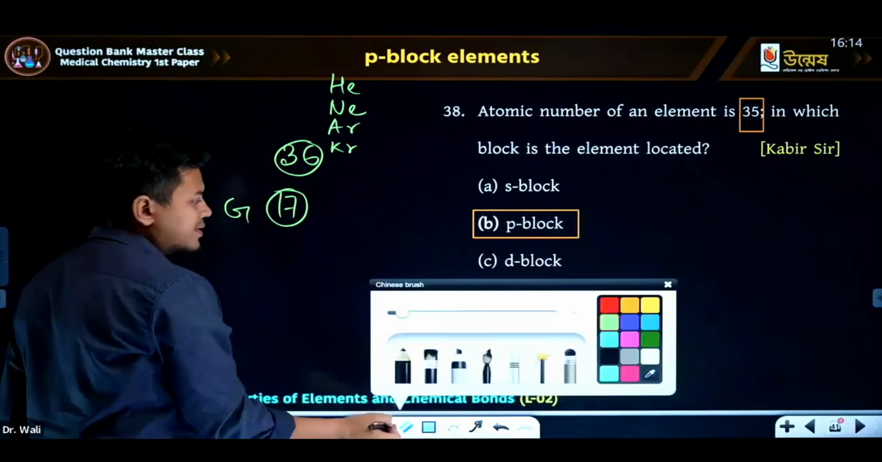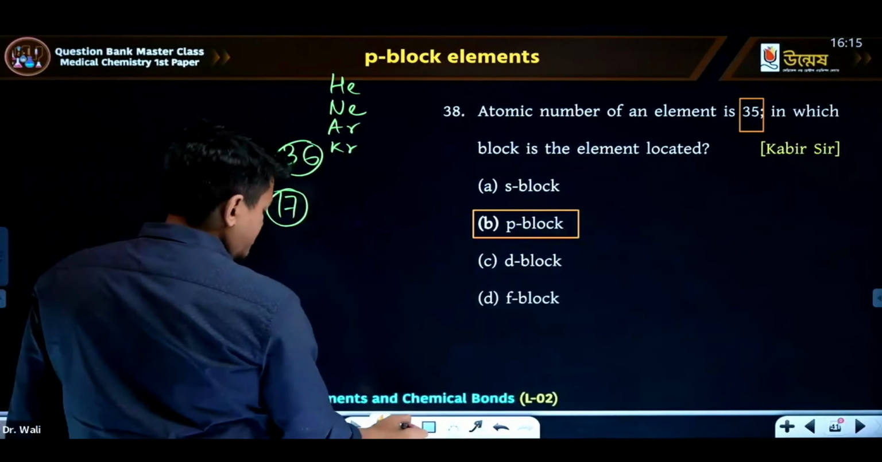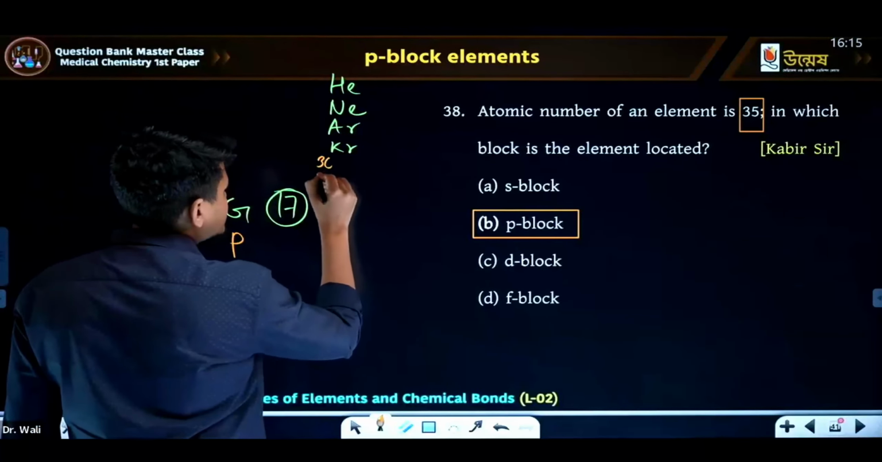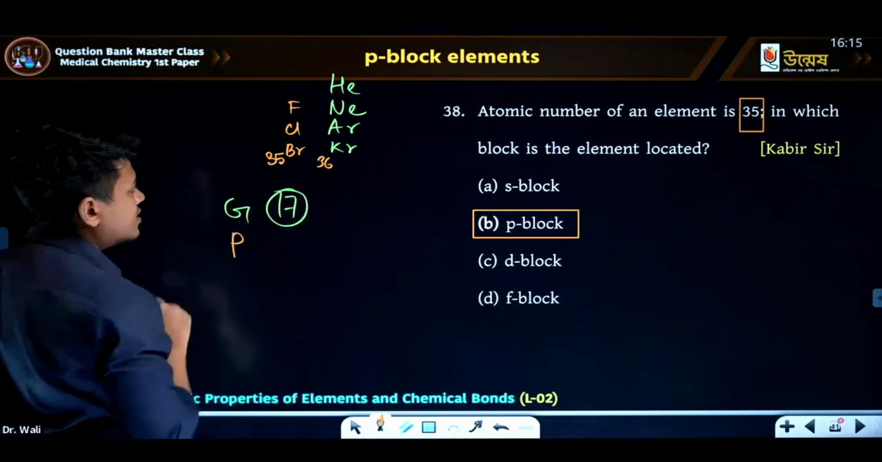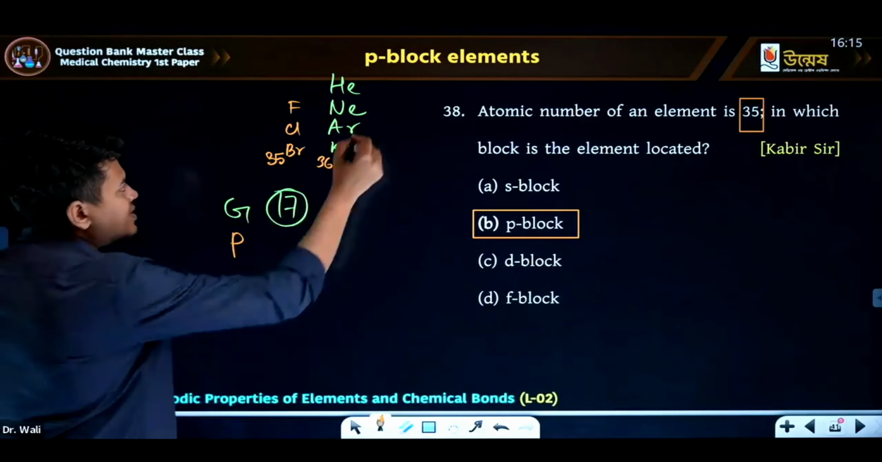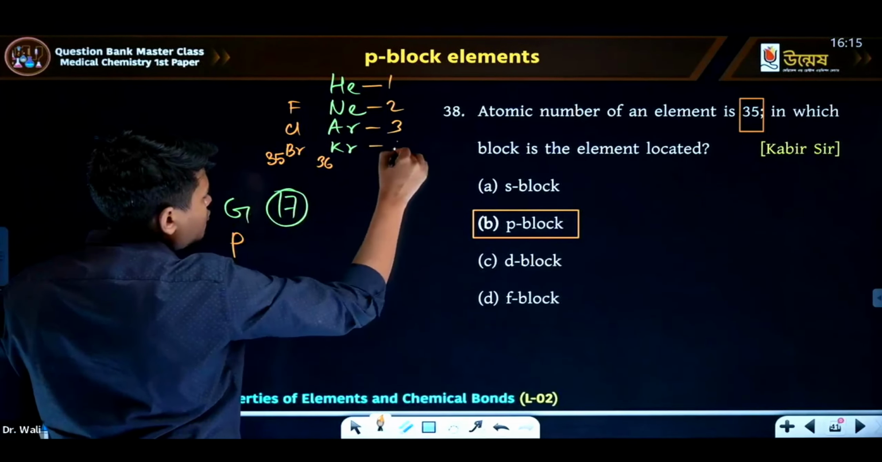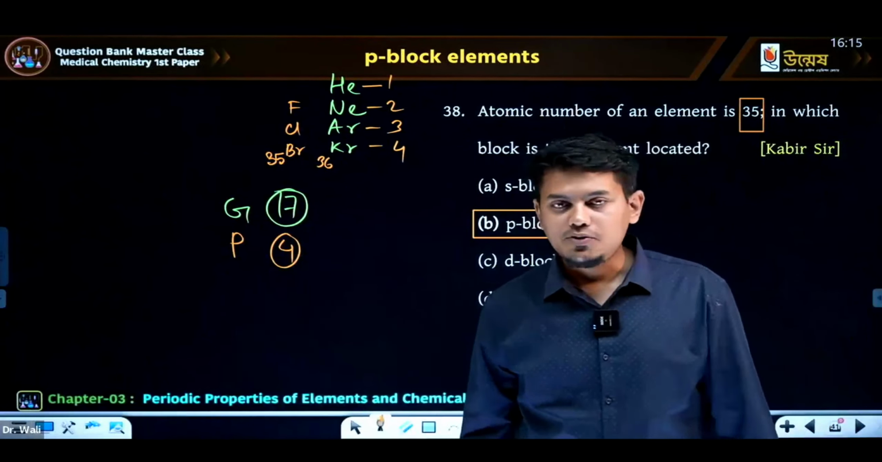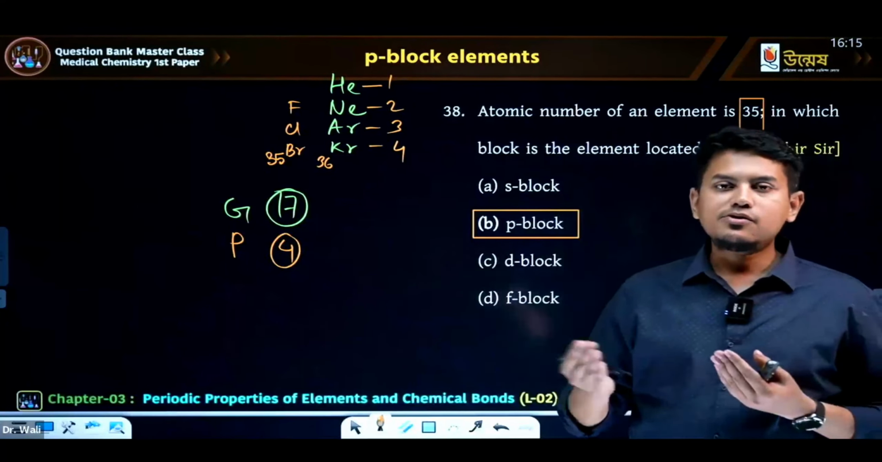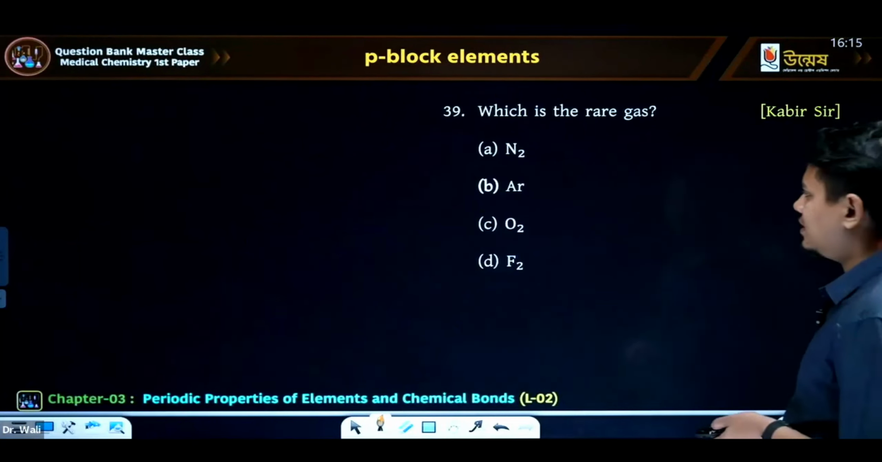We can determine the period as well with this. How? Krypton is 36, so here there will be 35, which is bromine. Now the group is 17. What will be the period? First, second, third, fourth. So the period will be fourth. Along with determining the block, we can easily determine the group and period with this formula. Just get the atomic number and compare it with the nearest inert gas, which is the rare gas.